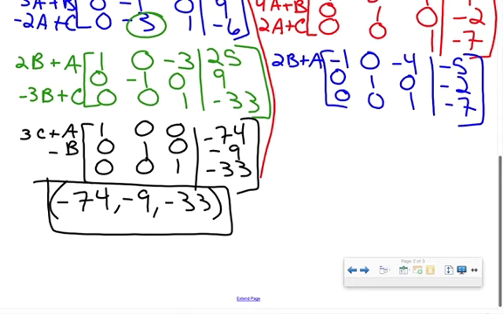Then I'm going to multiply the third row by 4 and add it to A. So, what did I just say? I said 4. Again, leaving rows B and C alone.